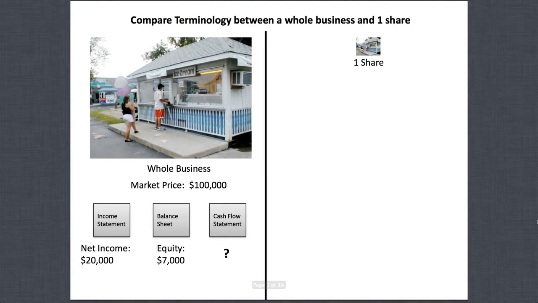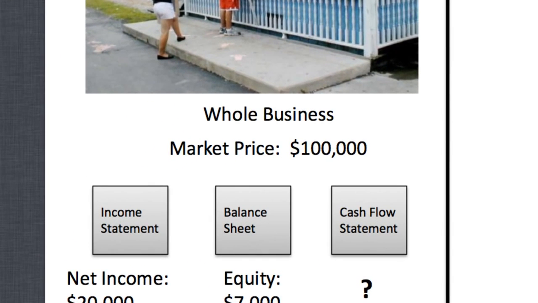So let's compare the terminology between a whole business and one share. As you learned in Lesson 2 and 3, and if you haven't seen those lessons, I would recommend that you go back and watch those, so this is a little bit easier for you to understand. But we see the whole business there, and the market price, that terminology, market price, is what Nancy's asking for the business. She wants $100,000 for the business.